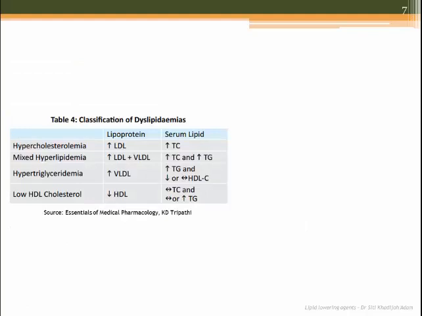Okay, so as you can see in the table, there are 4 main classifications of these lipidemias. We have hypercholesterolemia. Remember, cholesterol is high in LDL. So usually hypercholesterolemia is related to a high level of LDL cholesterol. Or hypertriglyceridemia, hyper-TG. TG is highly contained in the VLDL. So that's why hypertriglyceridemia is usually manifested by a high level of VLDL. We can also have mixed hyperlipidemia, which is a mixture of LDL and VLDL. Or we can also have low HDL cholesterol, the good cholesterol.